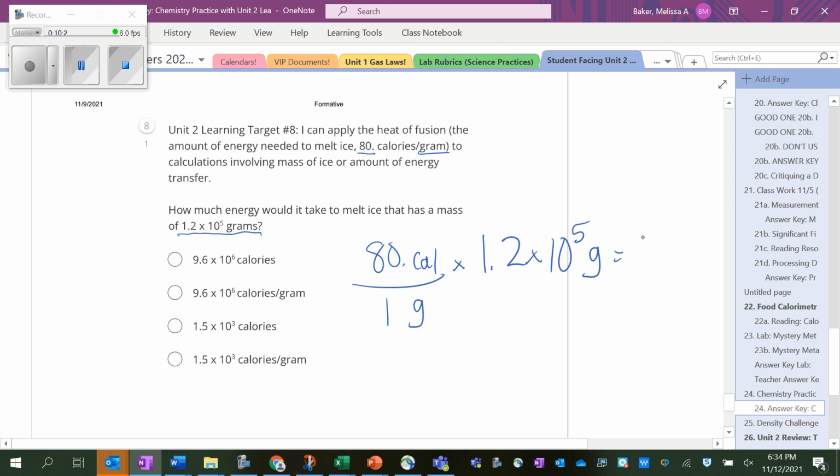So I'll type this in, 1.2 e to the 5 times 80, 9.6 times 10 to the 6th calories. Let's see, because grams cancels out, so it's just calories. There we go.